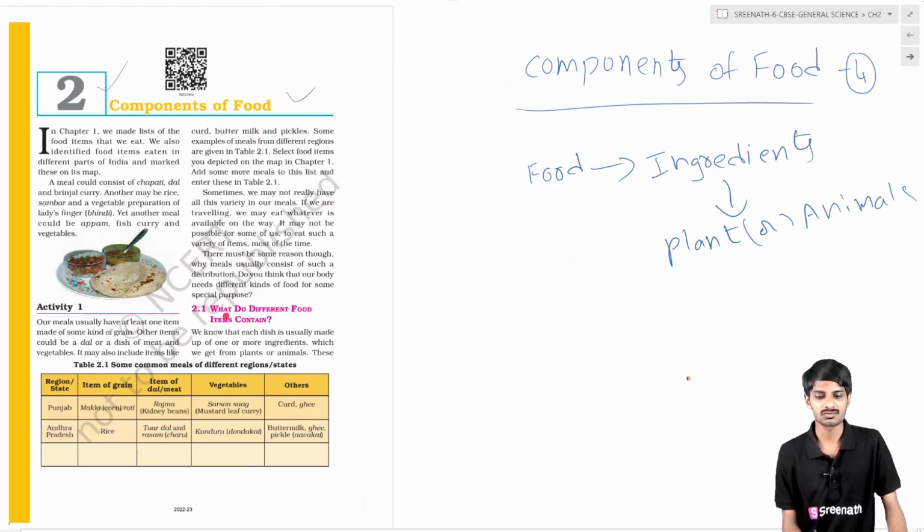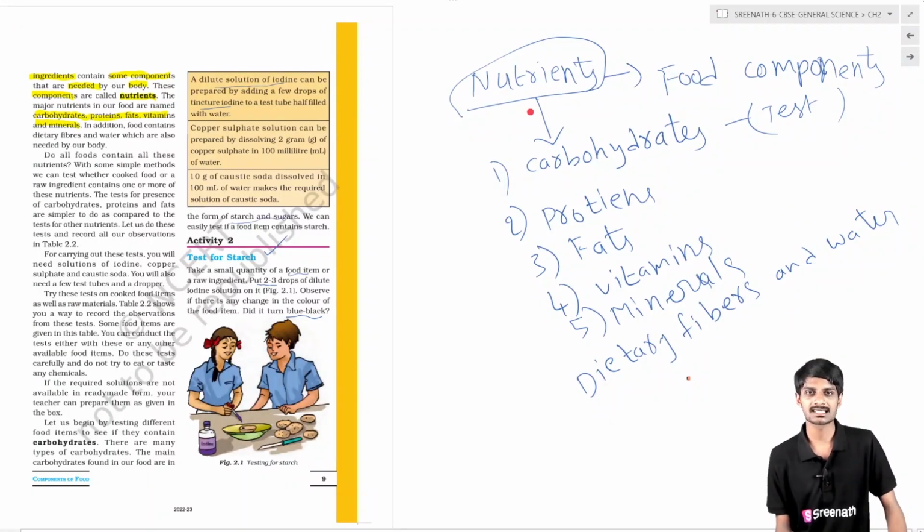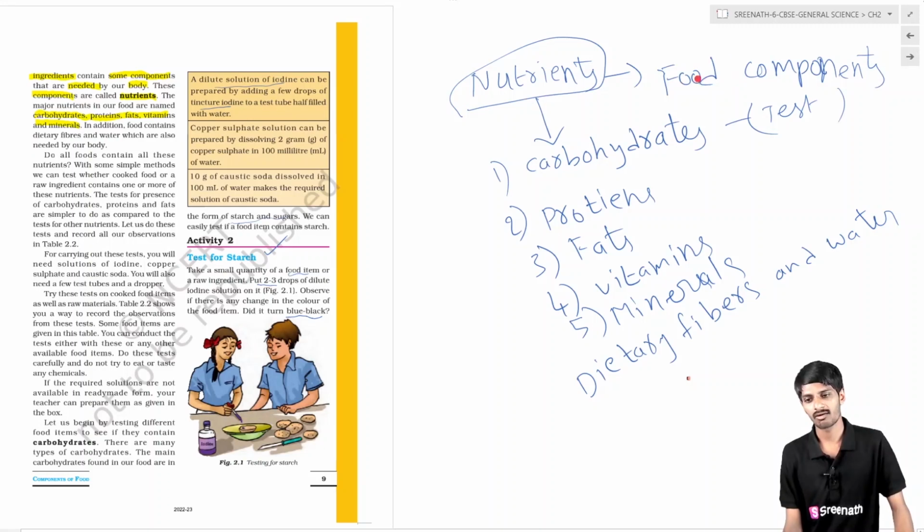The first topic is what different food items contain. Basically, food is prepared using ingredients. These ingredients are from plants and animals. Ingredients contain some food components which are required by our body for our health. Those food components which are required by our body are called nutrients. What are the major nutrients? Carbohydrates, proteins, fats, vitamins, minerals. In addition to these, dietary fibers and water.